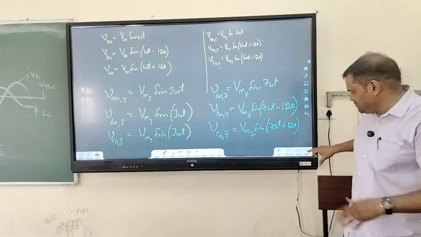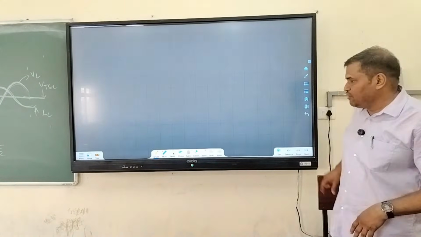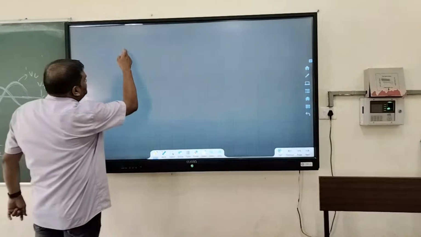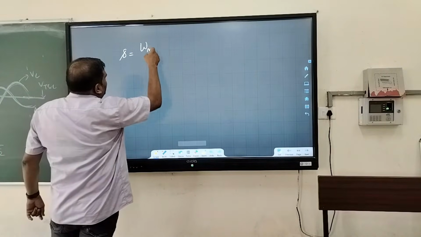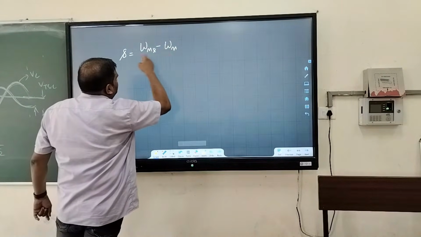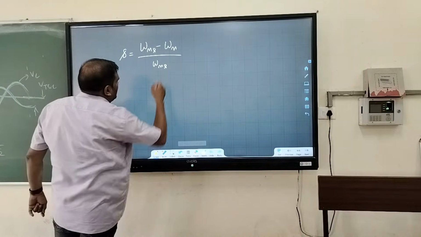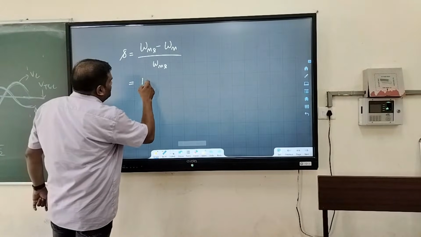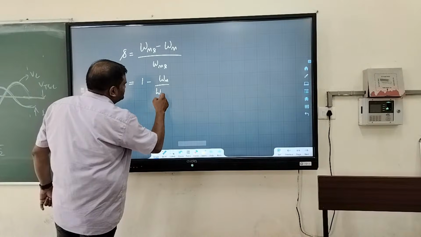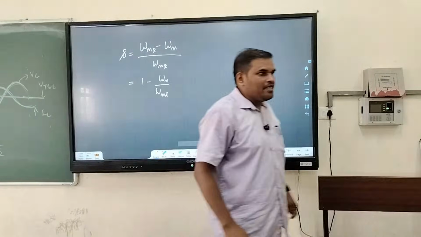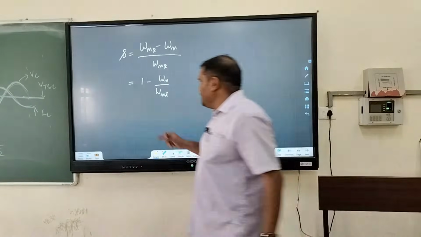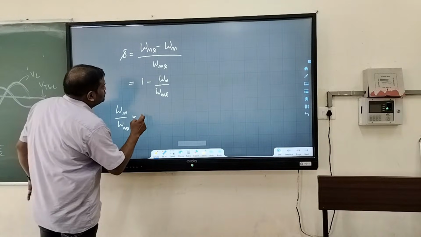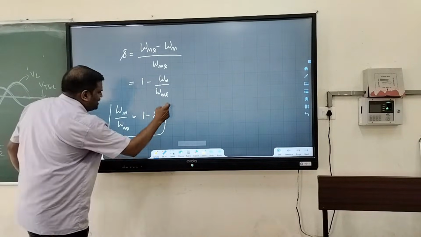So can we make some kind of summary out of it? We know the calculation of the slip. How do you calculate the slip? The slip is equal to omega ms minus omega m divided by omega ms. Can we make a formula out of that? Is it equal to 1 minus omega m by omega ms? So from this, can we write omega m by omega ms is equal to 1 minus s? Can we say this is a formula?